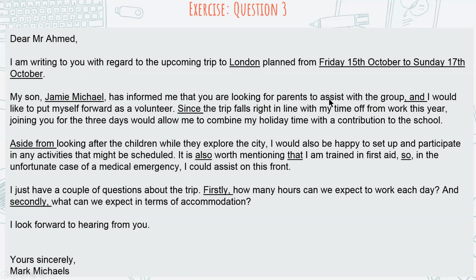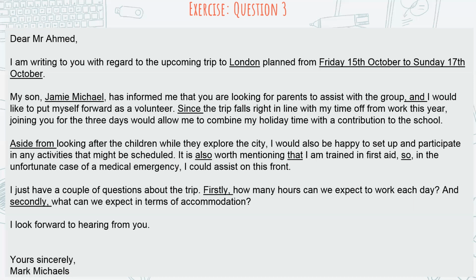Okay, "assist" is a bit formal, of course. We wouldn't say something like "to help," although nothing is wrong with this verb, I mean, but "assist" is a bit more formal, and we said that a semi-formal letter is more formal than informal. And I would like, we don't say "I want," and I want to put myself forward. I would like, it's more polite, of course. Since, this is another cohesive device, we have here many cohesive devices. We have since, aside from, also that, so, firstly and secondly, okay? And you have to use cohesive devices, as we said.